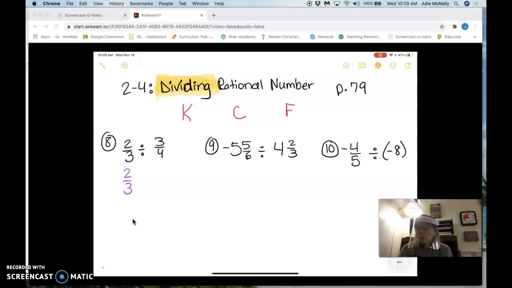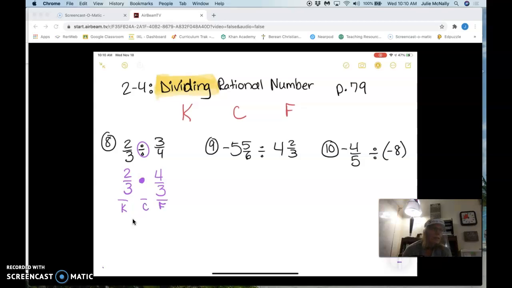The change is for the sign. We're going to change the division sign to a multiplication sign. And I'm going to use a dot for my multiplication sign. That's okay. And then the last letter F is for flip the second fraction. So I'm going to flip the second fraction. Keep, change, flip. Okay?